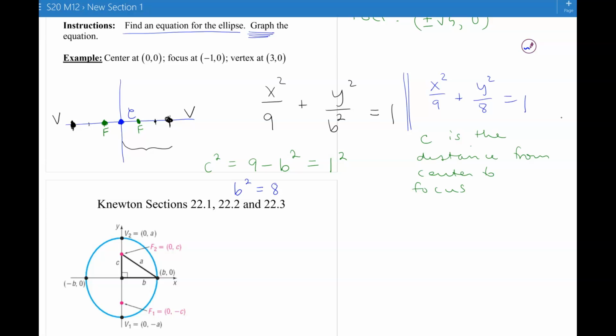Then in the y direction, I go plus or minus square root of 8. Well, that must be a little less than 3, because square root of 9 would be 3. And it's not super important exactly where you put that, as long as you know that that's square root of 8. So then we can draw our ellipse. And now we've graphed the equation.